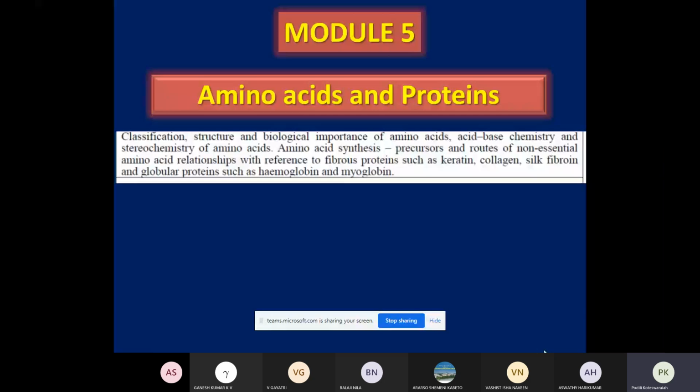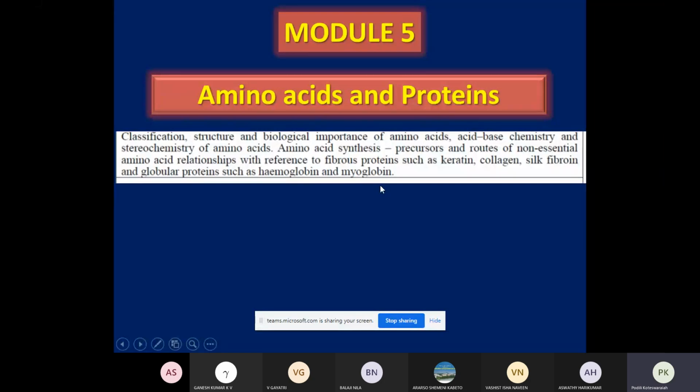In today's class, we discuss the classification of amino acids, their properties, and the amino acid titration curve. In this module, we have classification of amino acids, structure and biological importance of amino acids, acid-base chemistry and stereochemistry of amino acids, and the structure and function of different proteins like keratin, collagen, silk fibroin, and globular proteins such as hemoglobin and myoglobin.